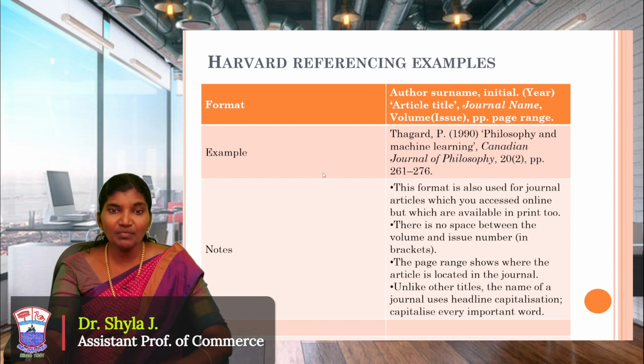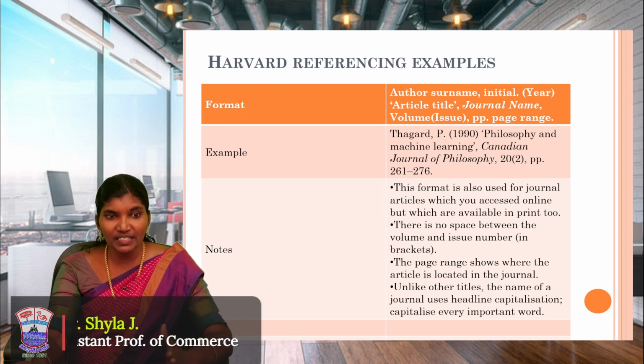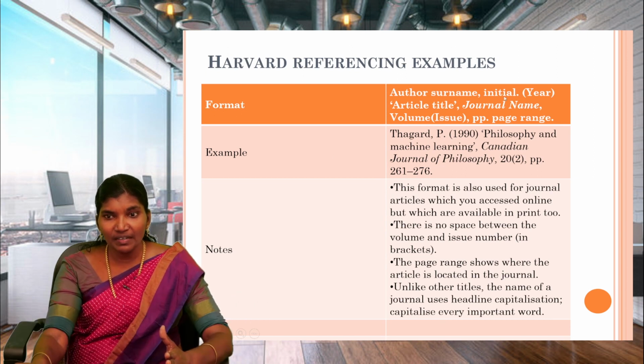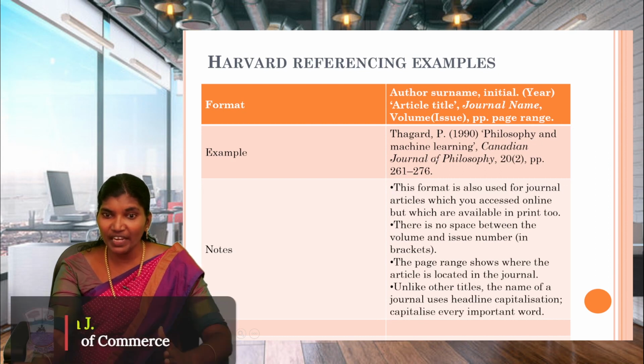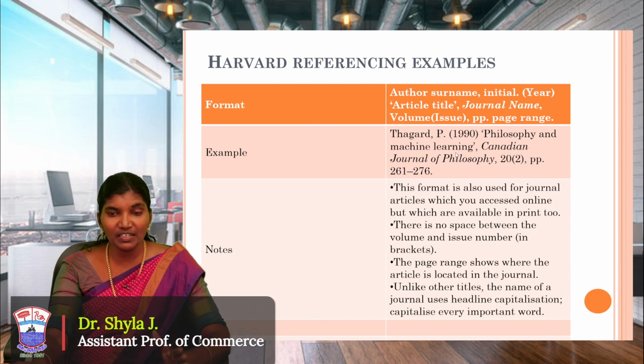Another one is Harvard referencing examples. Harvard University published this referencing style. Here also I put an example: the author name, initial, year of publication, and the article title, "Philosophy and machine learning", within inverted commas, and the journal name, Canadian Journal of Philosophy, then the issue, volume number, and after that the page numbers. So this is the simplest format of reference, which is used in the Harvard referencing style.